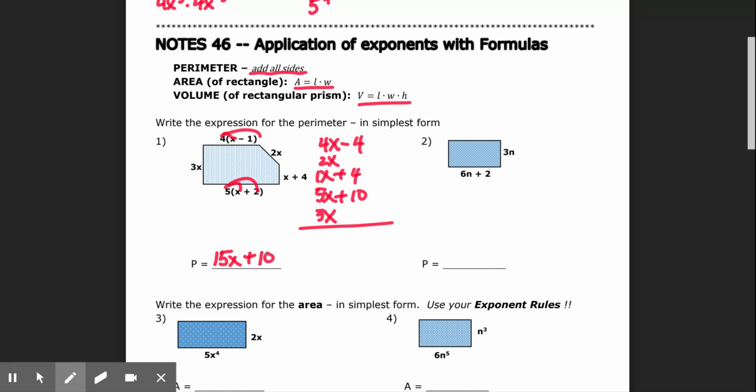Another way you could do this is just kind of go around the horn and combine. I'll do this in blue. So first of all, you're going to have to distribute that. So that would be 4x minus 4. And then distribute that. So that would be 5x plus 10. Okay? And so now you're going to have 3x plus 4x is 12x. There's a 14x, a 15x.